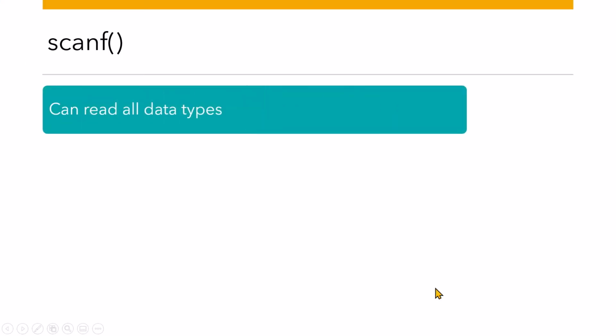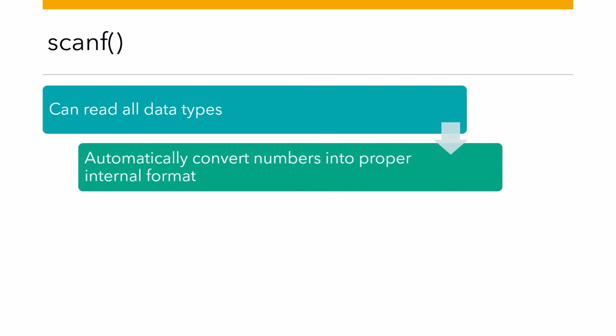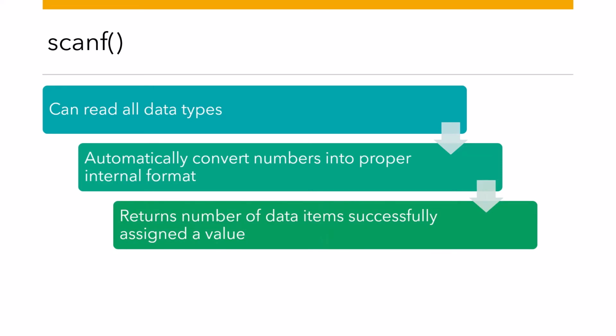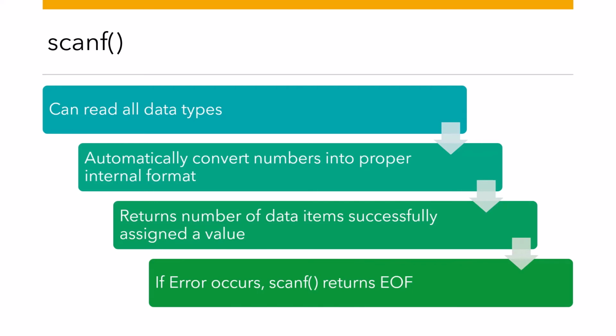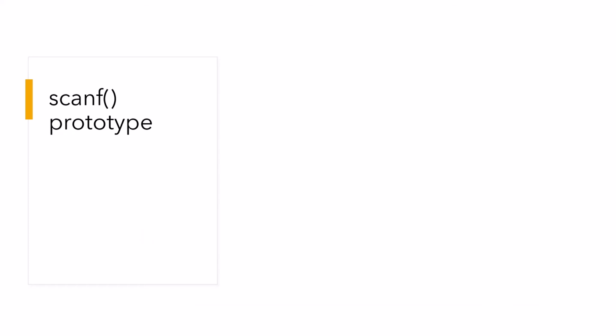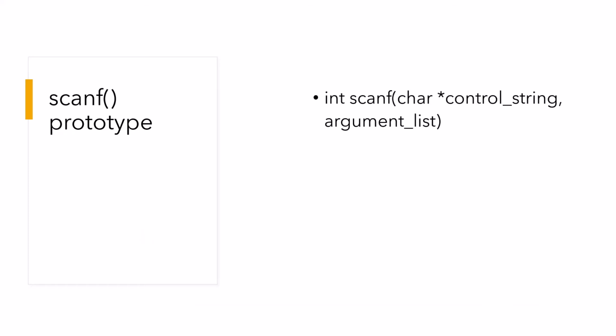scanf. We've used scanf. It can read all data types, and automatically converts numbers into proper internal format. This is the working, remember. So scanf will take as input the entire characters as well as the format specifiers, right, as strings, and then place them into the variables according to their format specifiers. It returns the number of data items successfully assigned a value. If an error occurs, scanf returns EOF, which we know is -1. The prototype is like that, returning an integer.